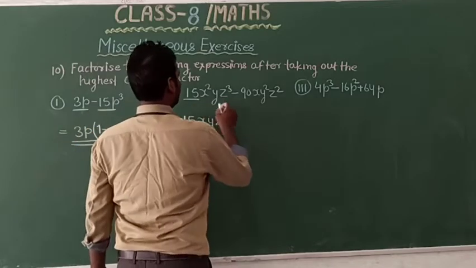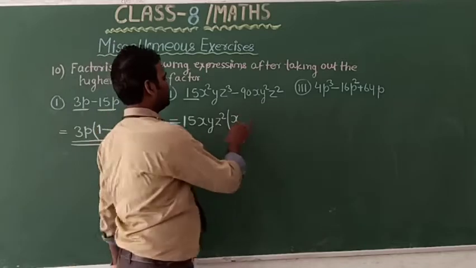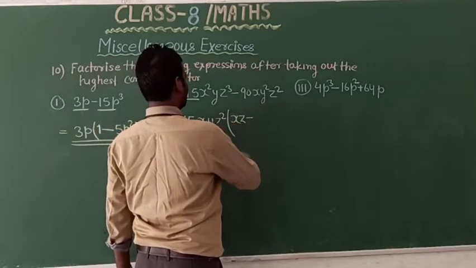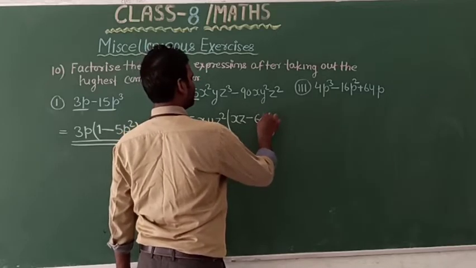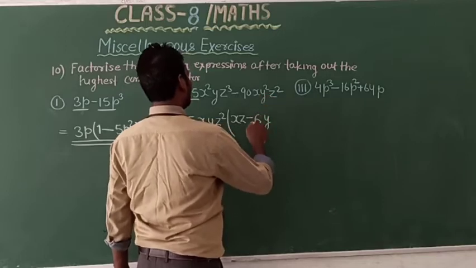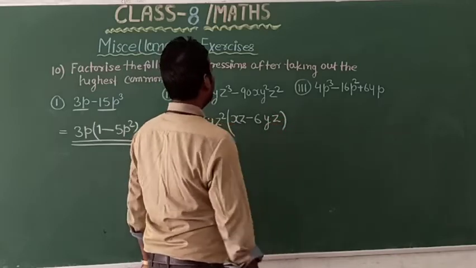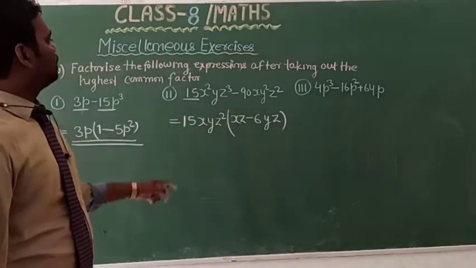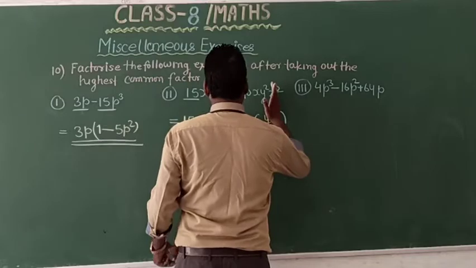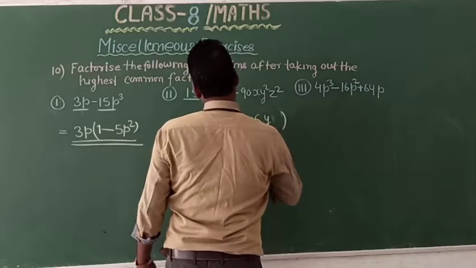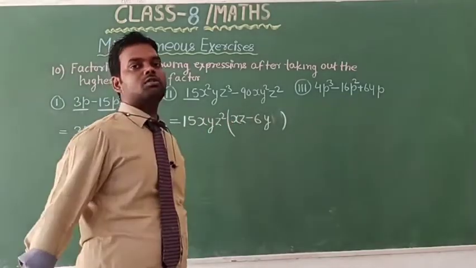So here only x and 1 z are left in the first term, minus here 15 times 6 is 90, so 6, and only y is left. So 15xyz square in the bracket, xz minus 6y.